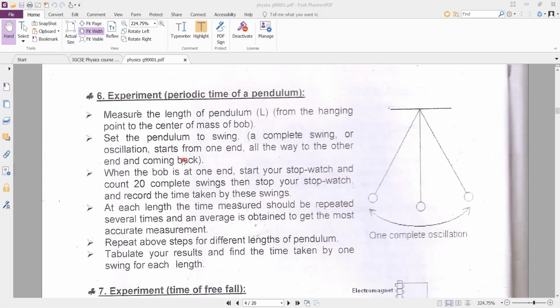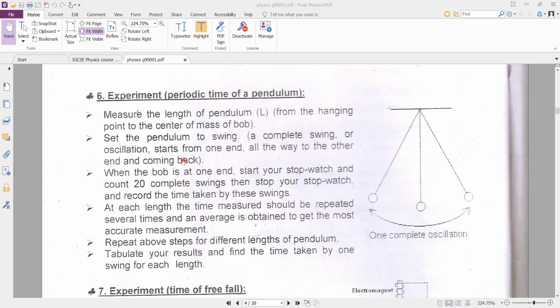This is one, two, three, like that. Do you understand? This is the quarter, this is half, the three-quarters, and this is the turn. This is one complete oscillation.